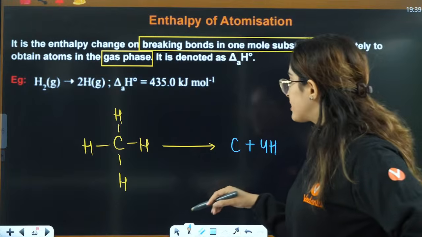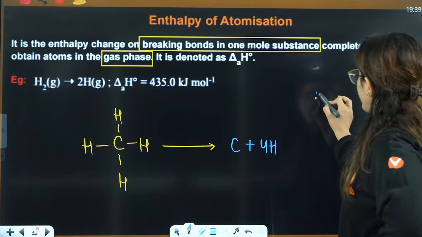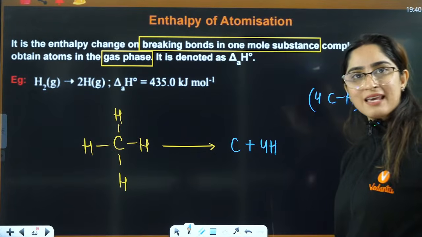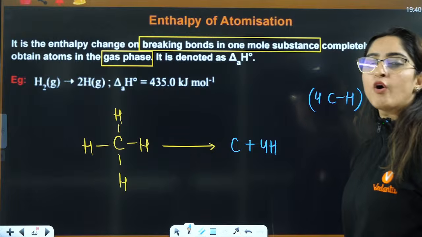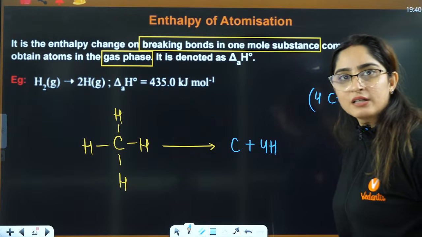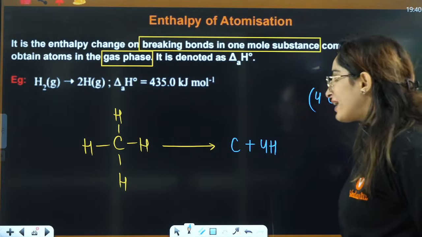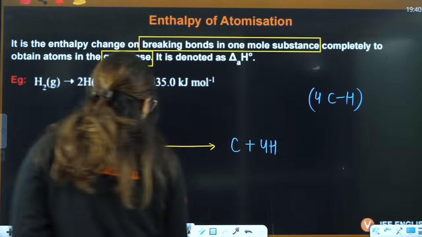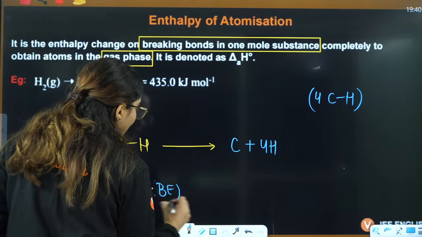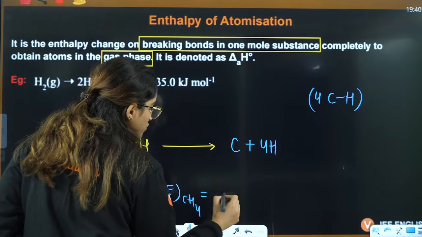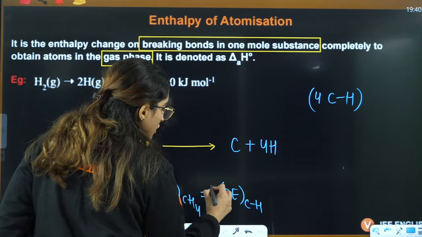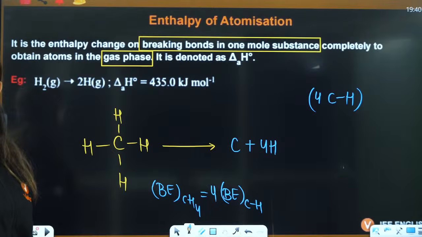What you will require is you need to break 4 C-H bonds. 4 enthalpy of atomizations are required, right? So the total bond energy to break CH4 is equal to the bond energy required to break C-H, 4 times of that. This is what we are explaining.